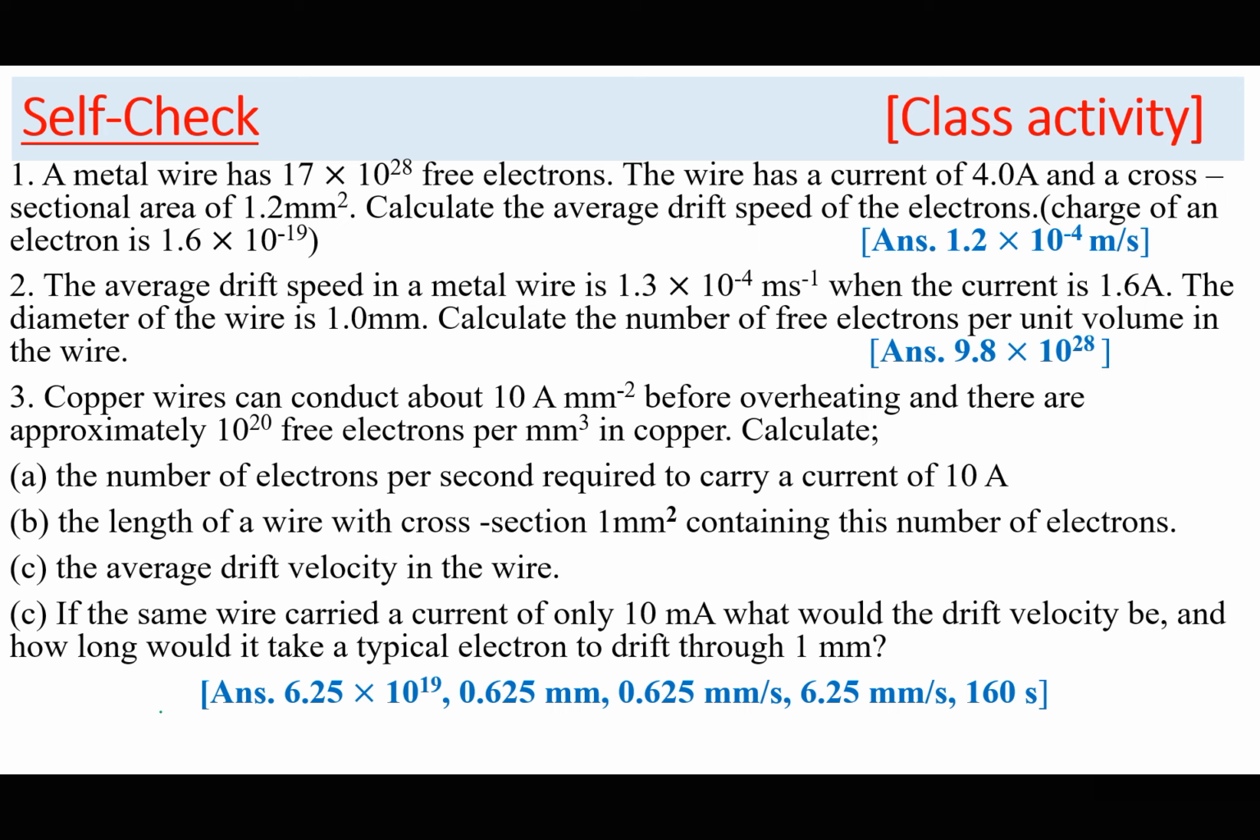A metal wire has 17 times 10 to the power of 28 free electrons. The wire has a current of 4.0 amperes and a cross-sectional area of 1.2 square millimeters. Calculate the average drift speed of the electrons. The charge of the electron is given as 1.6 times 10 to the power of minus 19. So if we assume that 17 times 10 to the power of 28 is the number of free electrons per unit volume, we shall find the average drift speed.